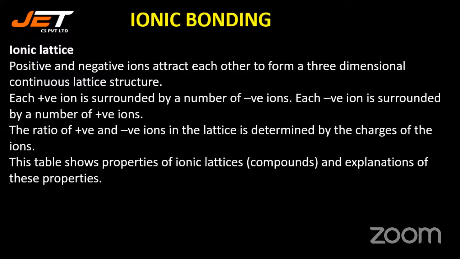So what is ionic lattice? Now we know which elements lose electrons and which gain electrons, which is a non-metal and which is a metal. That is how we are linking the periodic table with this chapter. Ionic lattice is something extra that comes in your board. Positive and negative ions attract each other to form a three-dimensional continuous lattice structure. Each positive ion is surrounded by a number of negative ions because of attraction, and each negative ion is surrounded by a number of positive ions. This is how the arrangement should be.